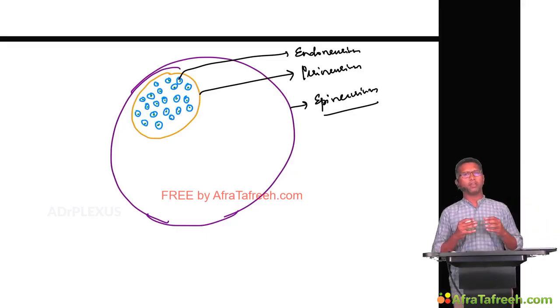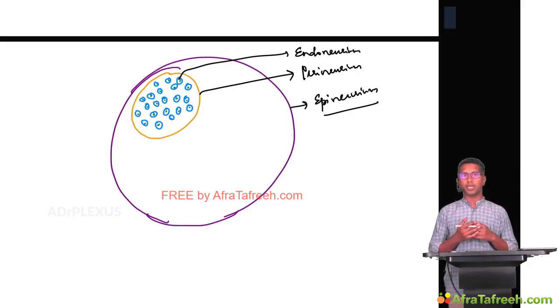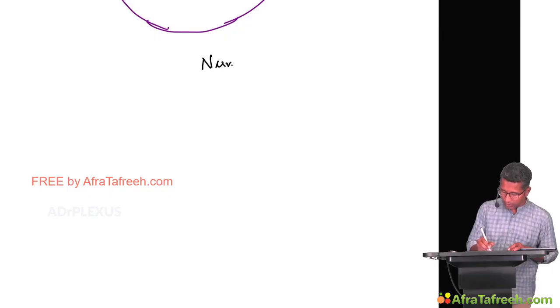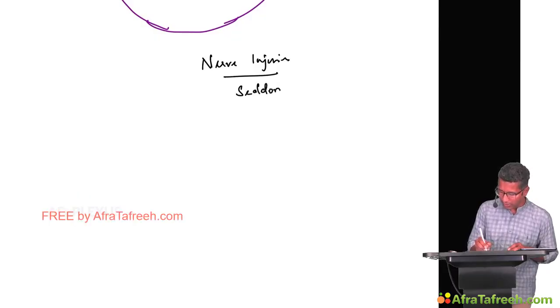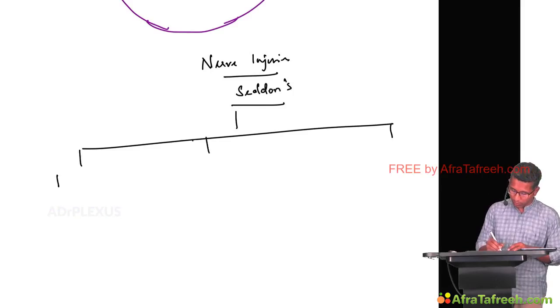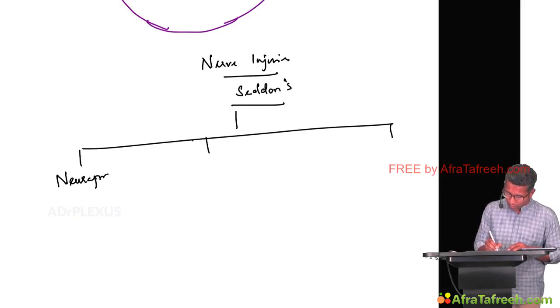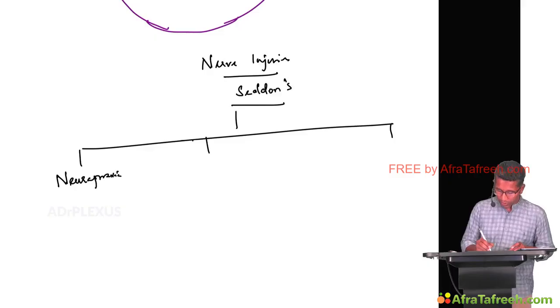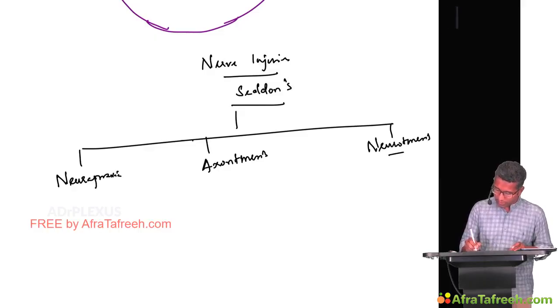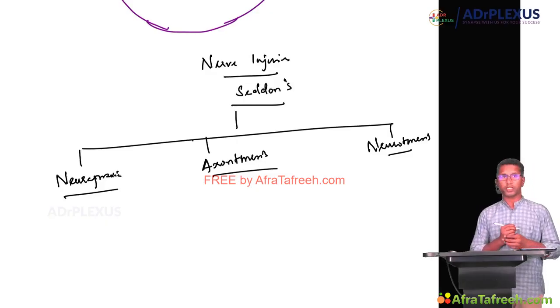Now, whenever a nerve is injured, a nerve can go in for three types of injuries. If you take nerve injuries, there is a person called Seddon who put forward a classification called Seddon's classification. He classified nerve injuries into three types, guys. What are the three types? One is called neuropraxia, the next one is called axonotmesis, and the last one is called neurotmesis.